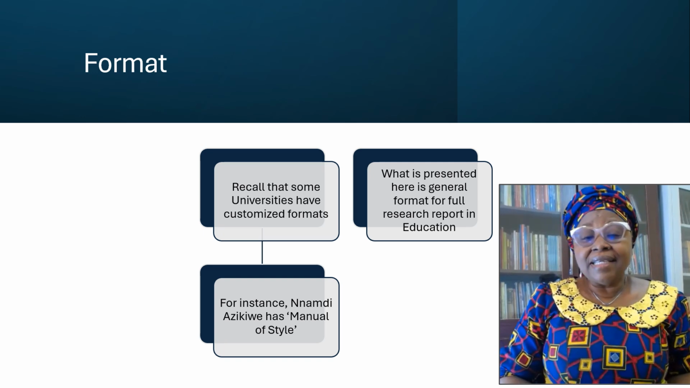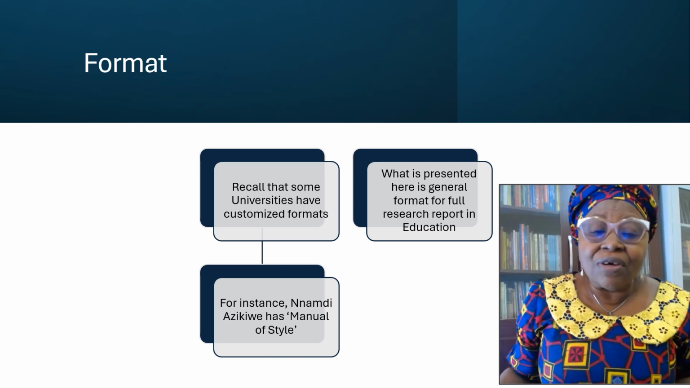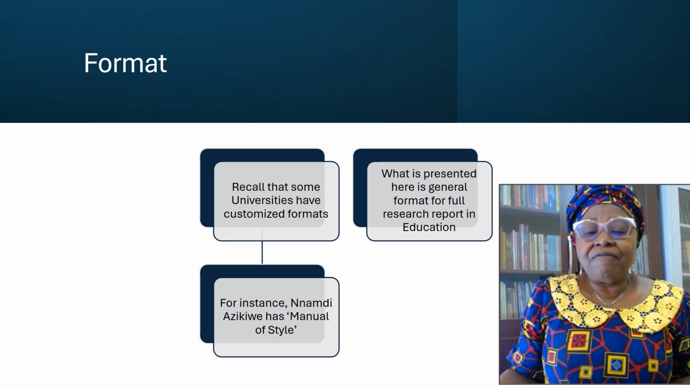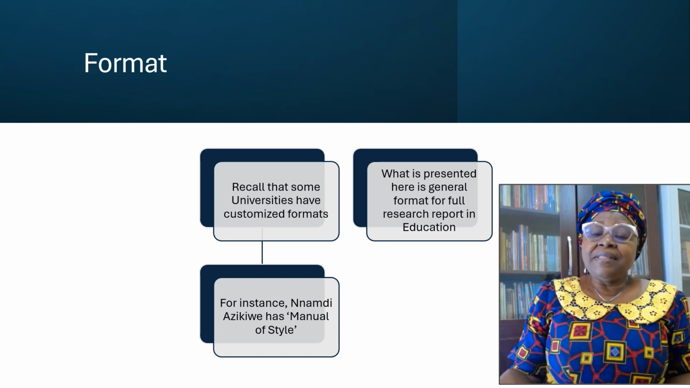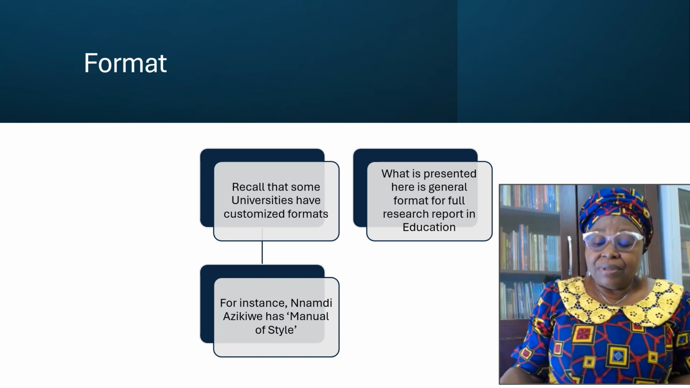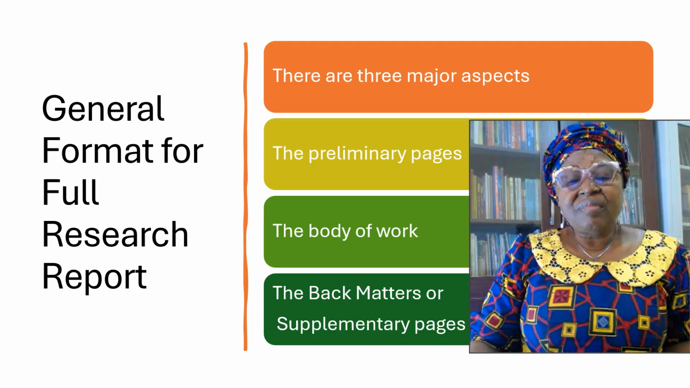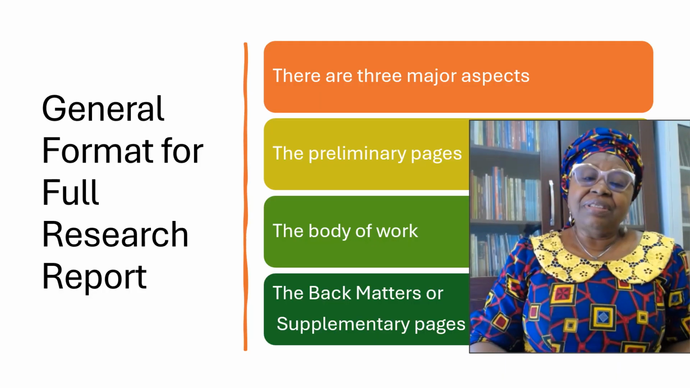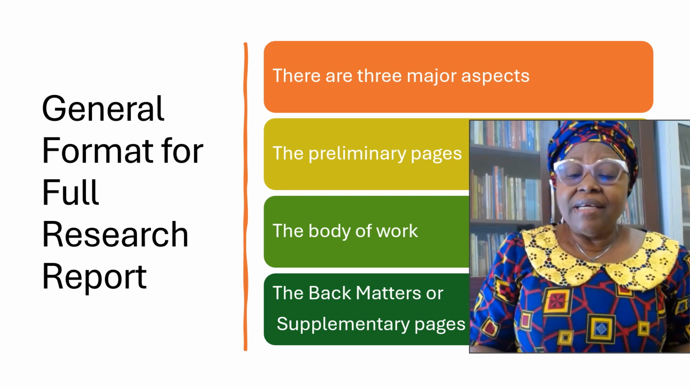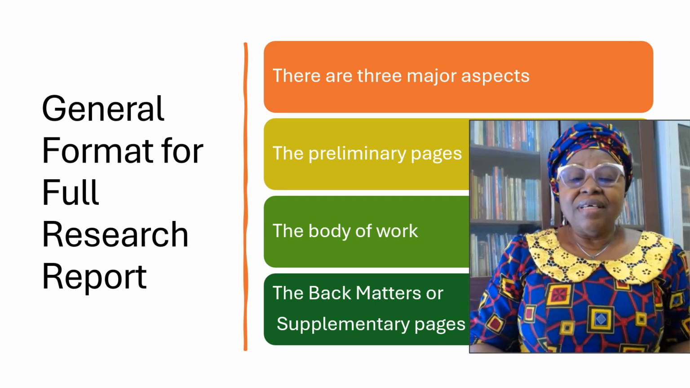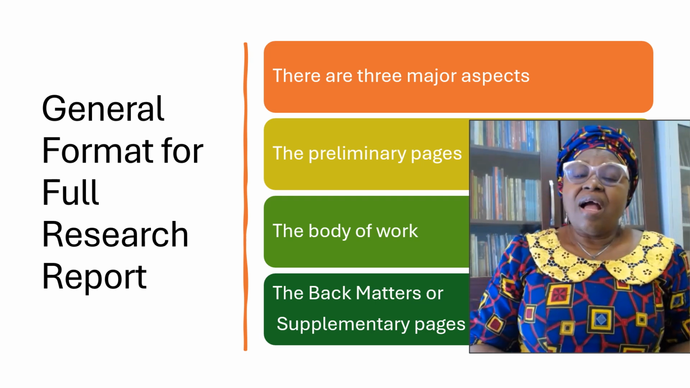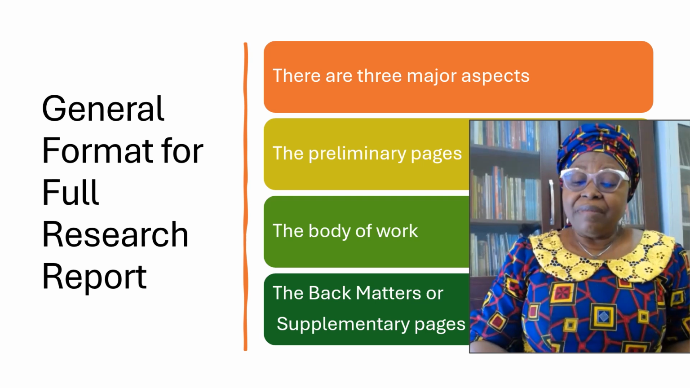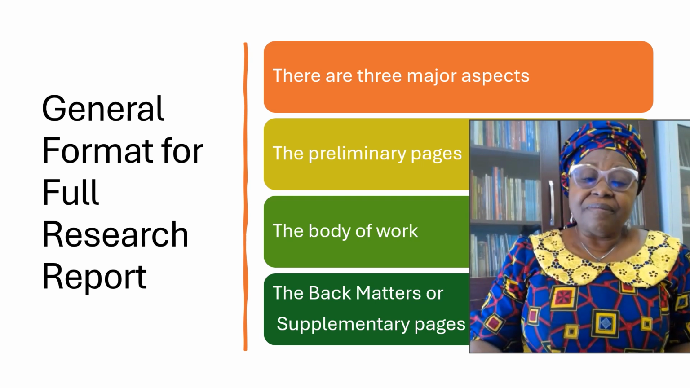For instance, there is School University. They have what they call a manual of style that encapsulates their formats. What is presented here is the general format for full research reports in education. There are three major aspects: the preliminary pages, the body of work, and the back matters or supplementary pages.